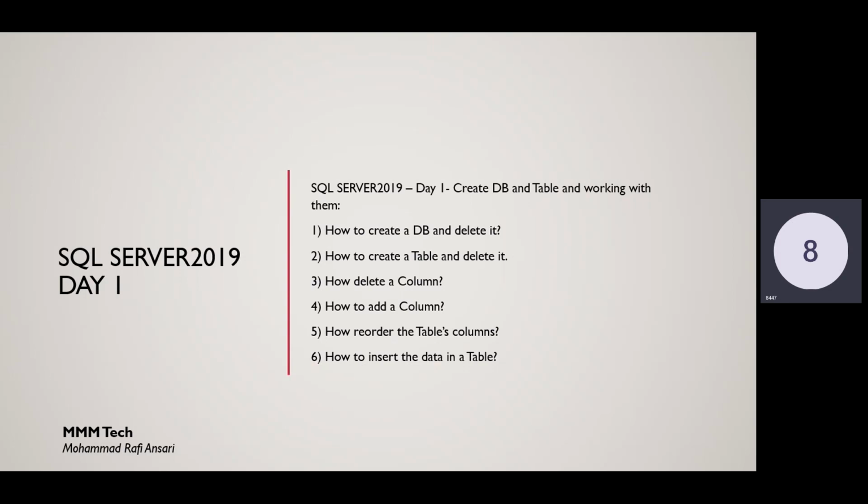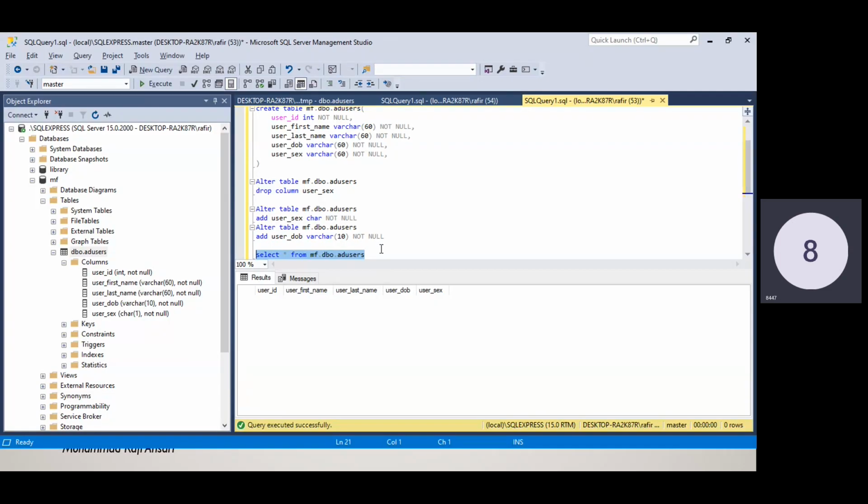Now we are going to first reorder the table's columns. So this is the fifth topic I'm going to cover. If we run this query, you can see the user_sex is coming at the end. If you want to reorder, because you may have the need to have a different order, how can you do that in SQL Server 2019?